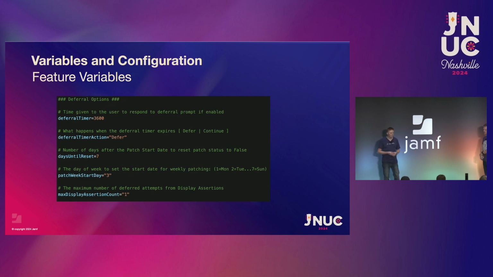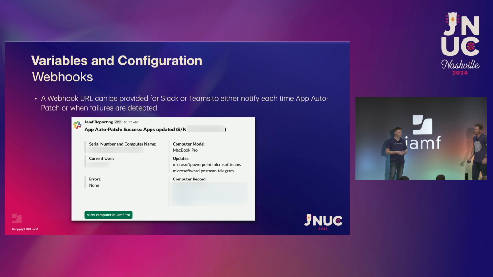Another feature that we've added into App Auto Patch is functionality for webhooks. This would allow you to add a webhook URL for services like Slack or Microsoft Teams, and that will enable real-time notifications. So anytime that App Auto Patch finishes a cycle, or any failures are detected, there's also some configuration there on what you want to be notified on. Then your team would be informed.